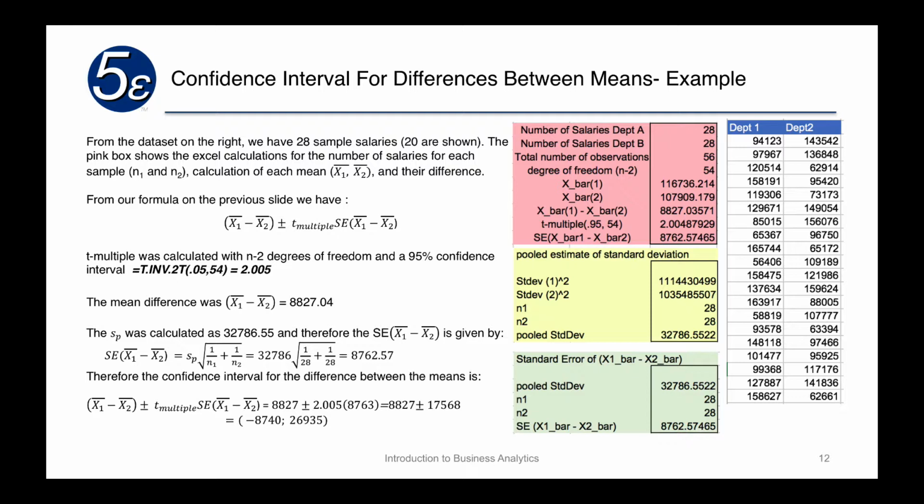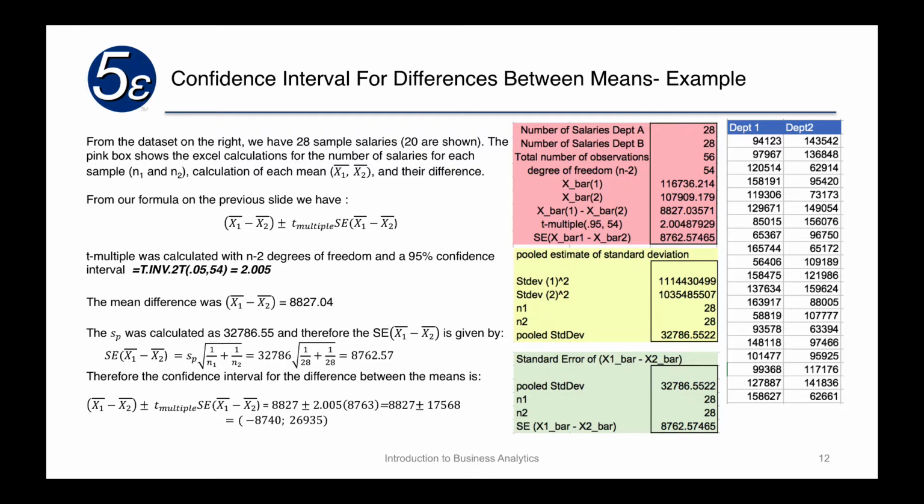Our mean difference was calculated as x1 bar minus x2 bar, which is 8827. Our pooled standard estimate was now calculated as 32786. So therefore, the standard error of the difference is given by the following formula, which turns out to be 8762.57.